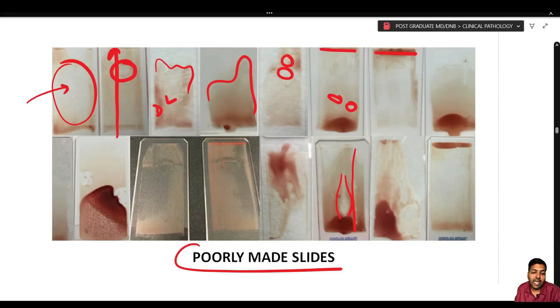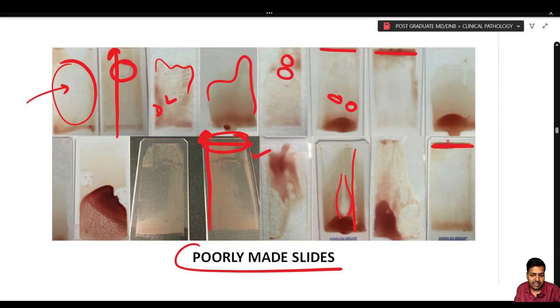Again, if you see this particular smear, it is completely starting from here and is going towards the end. So you will not be able to examine this area over here. Also, they are stopping abruptly. See this area, they are stopping abruptly over here. So you cannot examine nicely.